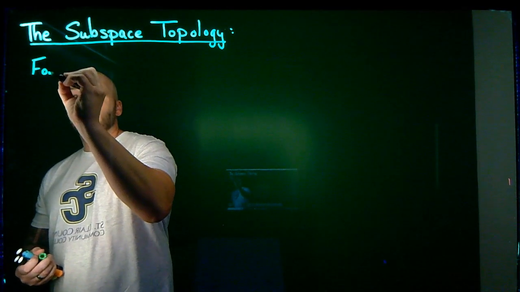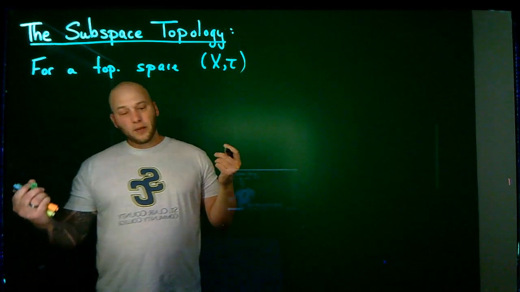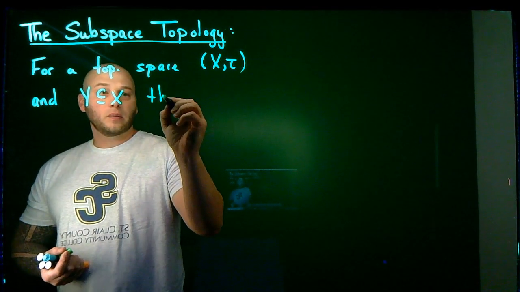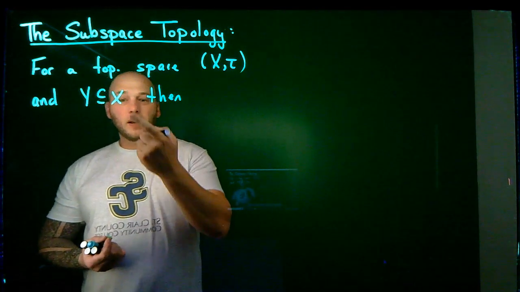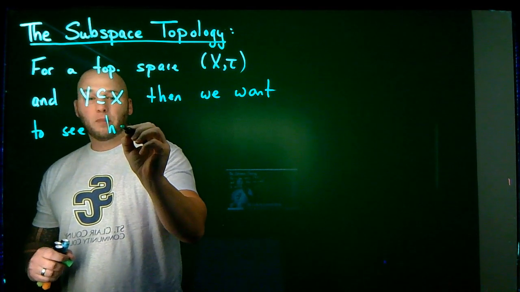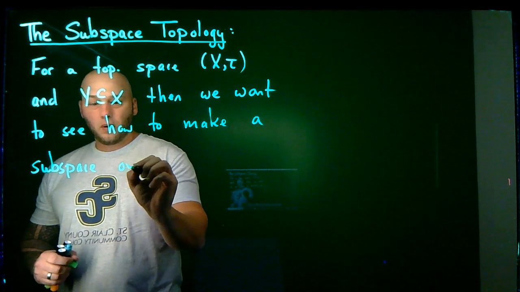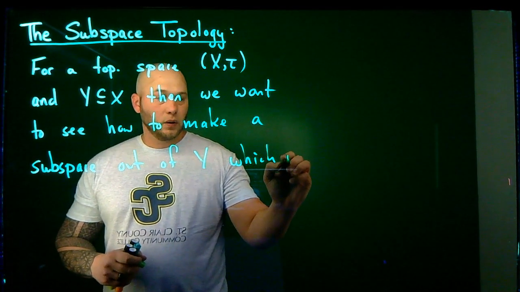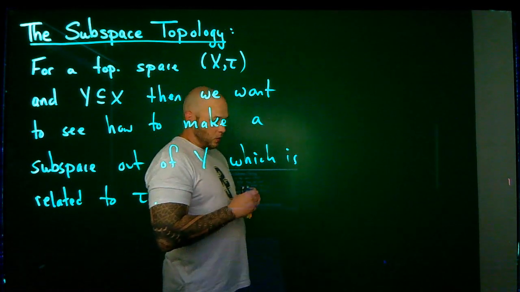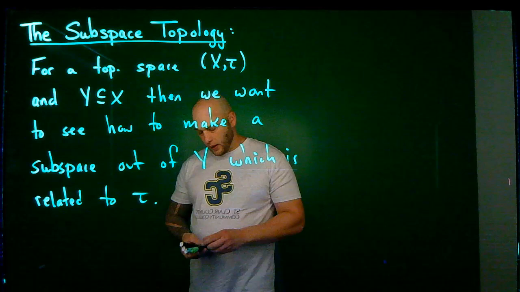For a topological space (X, tau), if I have a subset Y of X, basically the idea is how can I consider Y to be a subspace? We want to see how to make a subspace out of Y which is related to the topology on the big space. Well, how can I find a topology on Y that is, of course, related to Y? The way that we do that is as follows.